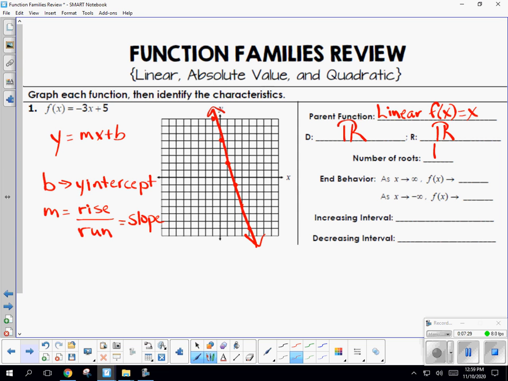The end behavior: as x is going to positive infinity, my y's in this linear equation are going to negative infinity. As x is going to negative infinity in this direction, my y's are going up in this particular linear equation, so it is going to positive infinity.